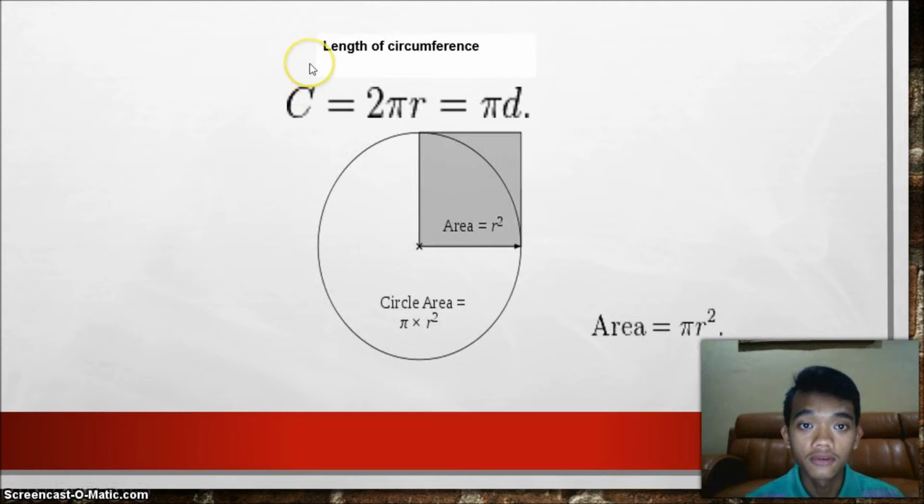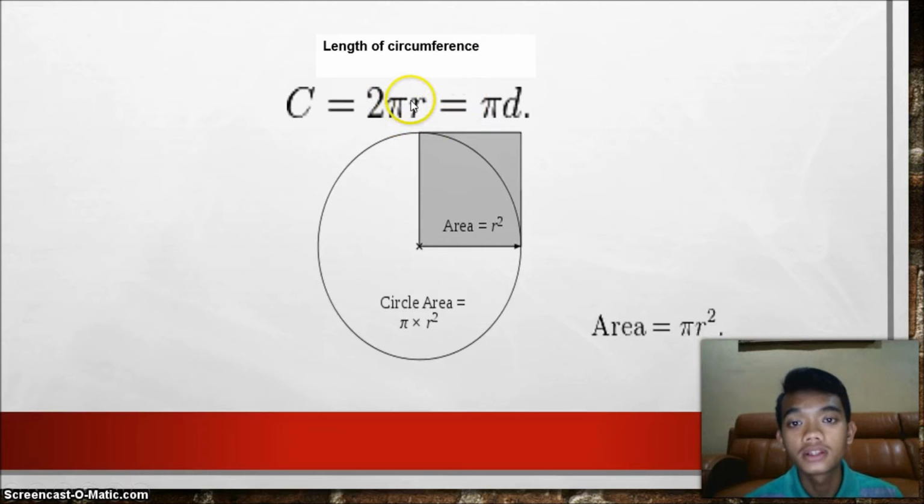So, this is the formula. First formula is the length of the circumference. This is indicated by the C. Circumference or C is equal to 2 pi r or pi d. So, this is a radius pi.